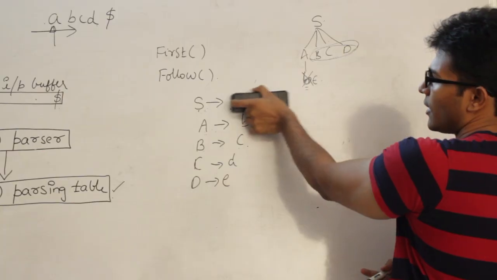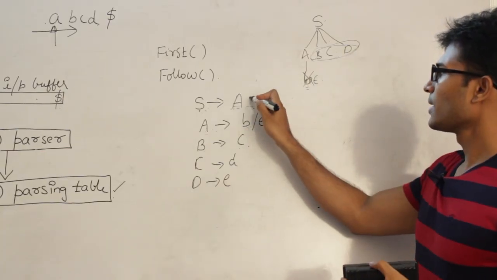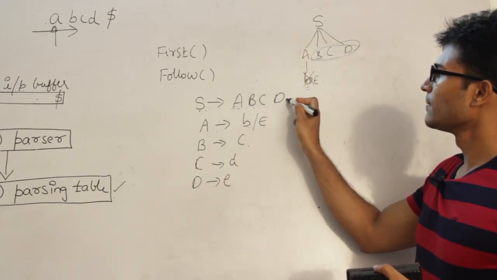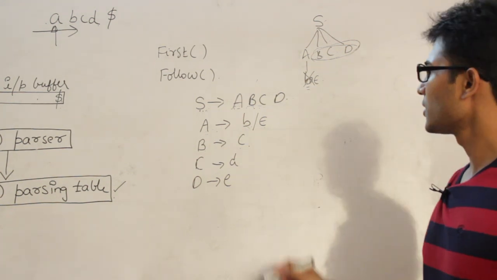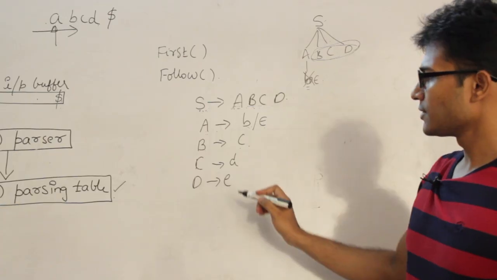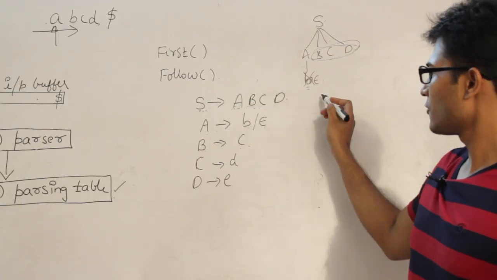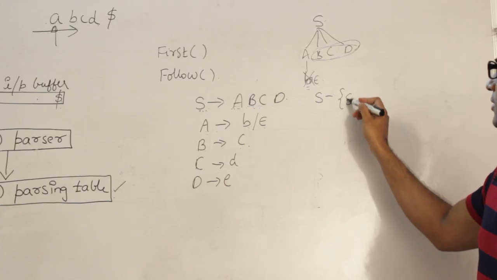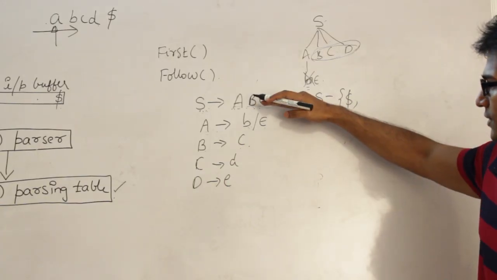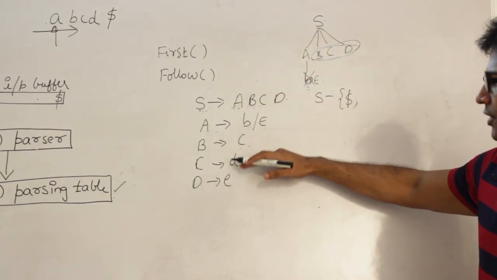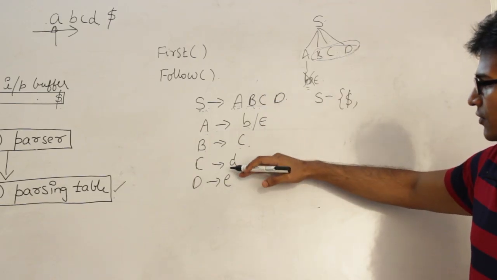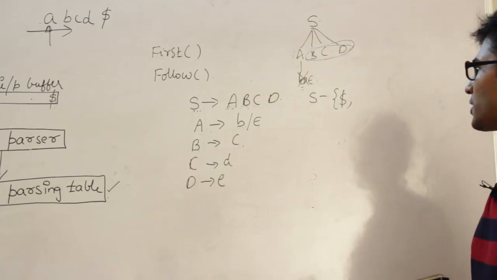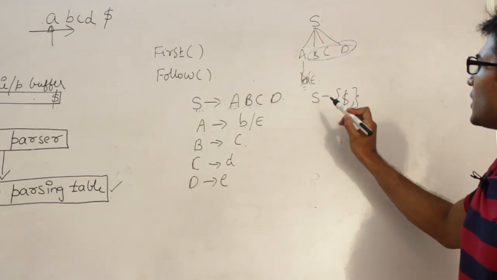Let us say the grammar is S derives a, b, c, d. Now what is the follow of S? Always remember, follow of start symbol is going to contain dollar. So follow of S is dollar, as well as, if you see S in the right hand side of any production, then you have to consider that also. But S is not present in the right hand side of any production, therefore you need not worry about it. For now, follow of S is dollar.